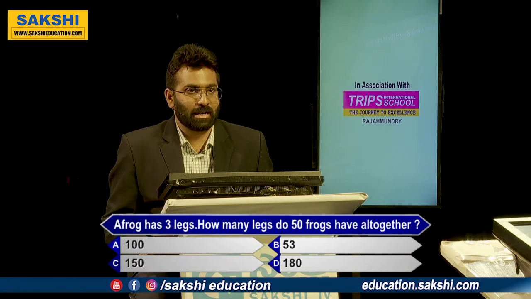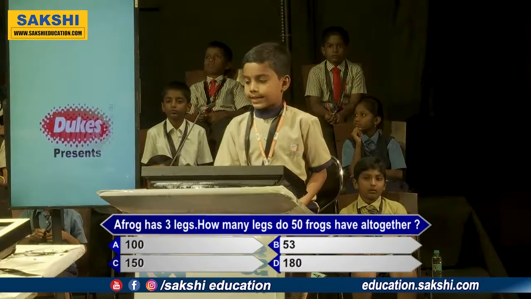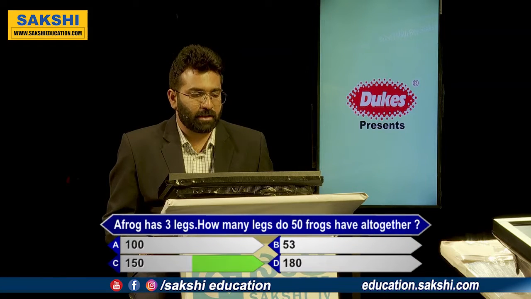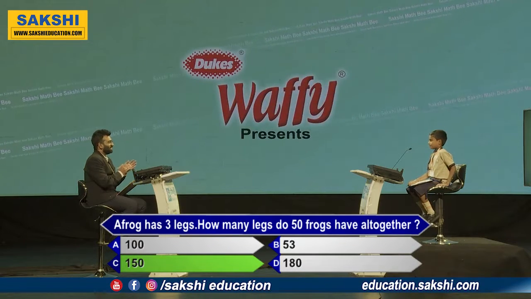A frog has 3 legs. How many legs do 50 frogs have all together? Sir, option C, 150. Please lock. The right one, dear.